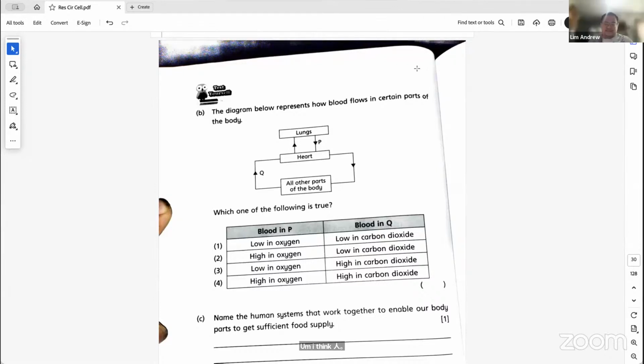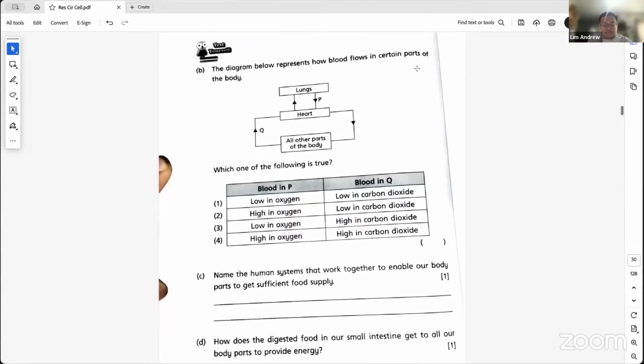Okay, yes, Kevin, you're right. The answer is actually 4. Because the blood that flows from the lungs to the heart is rich in oxygen, whereas the blood that flows from the other parts of the body back to the heart is rich in carbon dioxide. So you got the answer correct. Thanks very much. Next question.